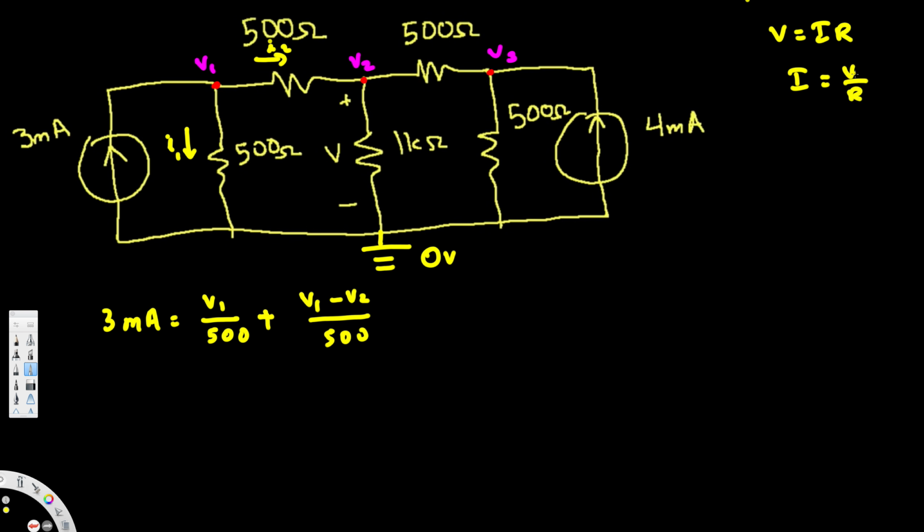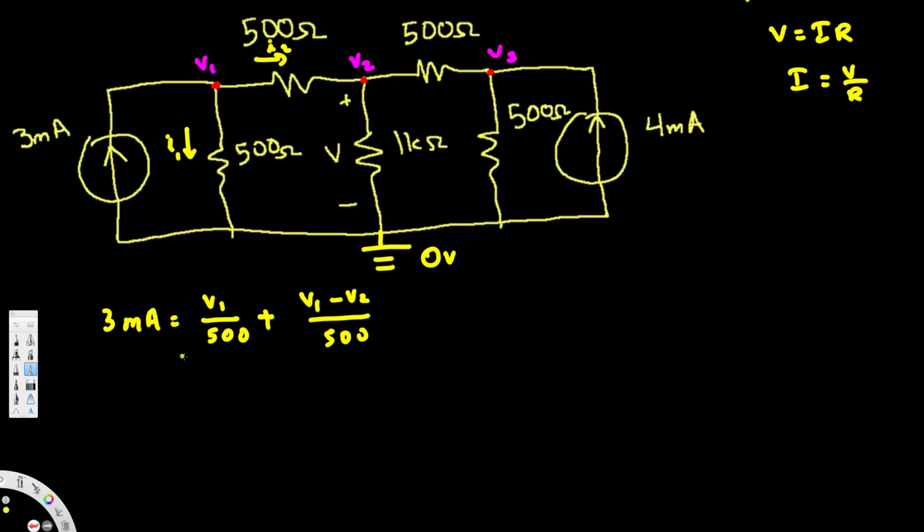V is the voltage drop or voltage rise over the resistance. That's why we are putting the current right here in terms of voltage, and this is for the first node, right? And this is our first equation.